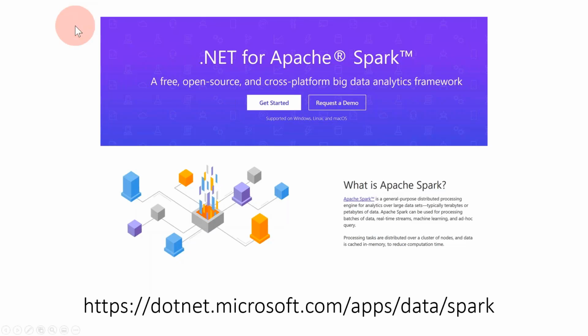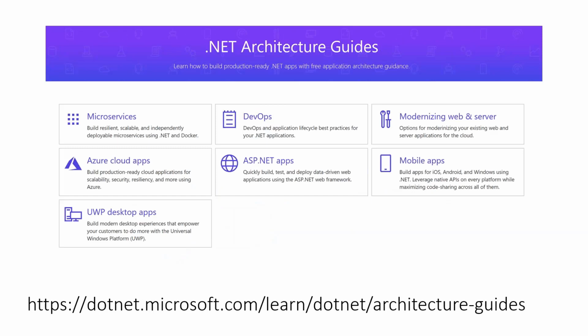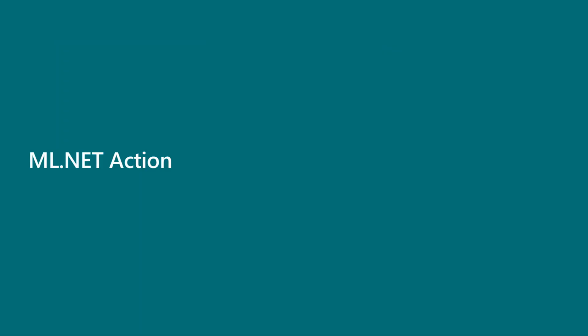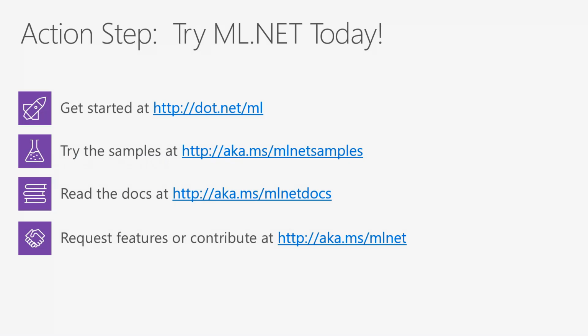All right, advanced features for .NET. If you didn't know, there is a .NET for Apache Spark, and that will be used for distributed processing. Just know such a thing exists. And also know that for real-world situations, I recommend going to the .NET architecture guides, looking at the latest advice about putting solutions into production. And then in terms of action, there will be a slide here about getting started, trying the samples and the docs. And of course I showed where a lot of that is.